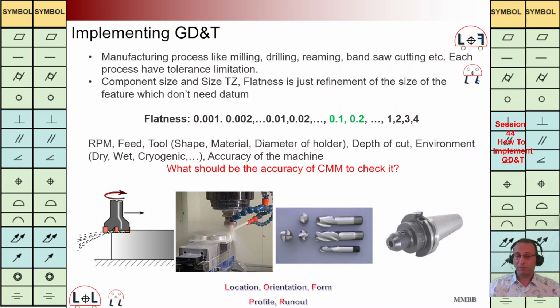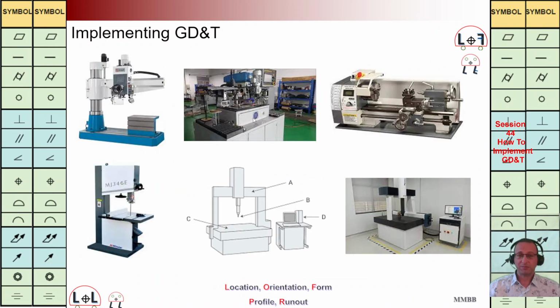We need to know the application of that component, and based on that, we are going to choose a correct or good value for the flatness. This CMM, based on the size of the machine and its accuracy, cannot be cheap. We need to take care of that.